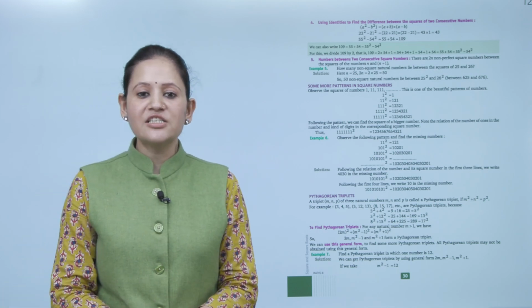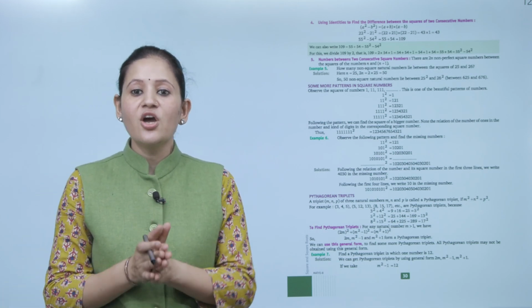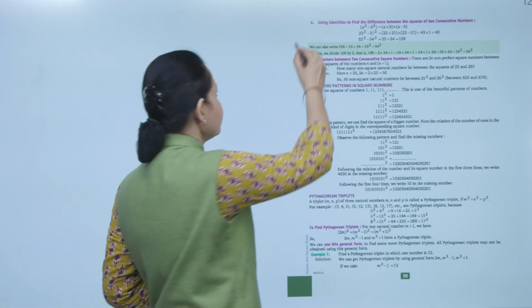Next is using identities to find the difference between the squares of two consecutive numbers.